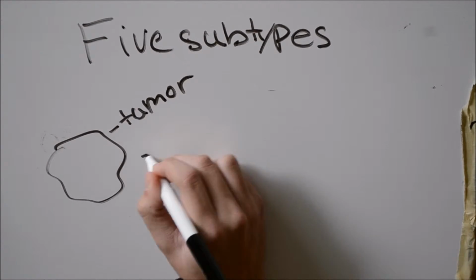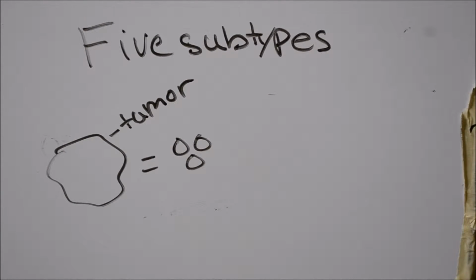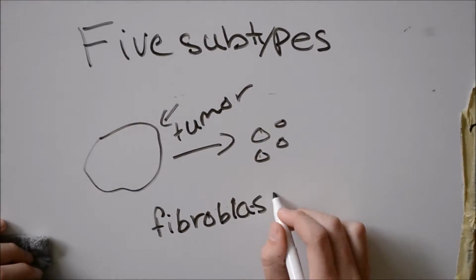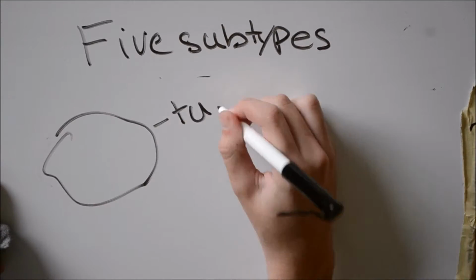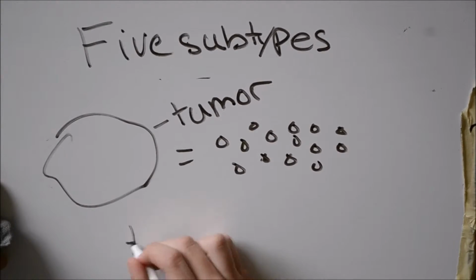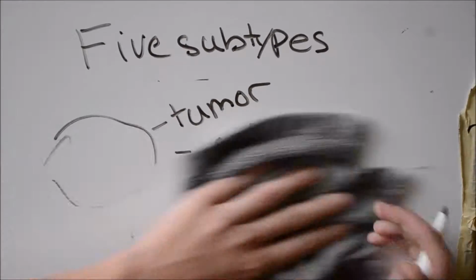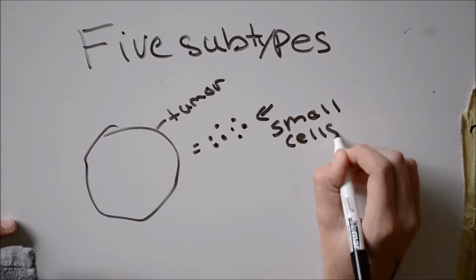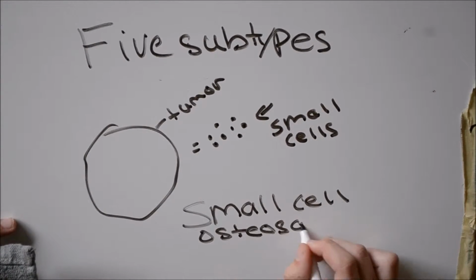When there is a minimal amount of bone cells being produced in the tumor, this type is classified as fibroblastic osteosarcoma. If there is a massive amount of bone cells being made in the tumor, this is usually classified as telangiectatic osteosarcoma. When there are small round cells within the tumor, this is usually classified under small cell osteosarcoma.